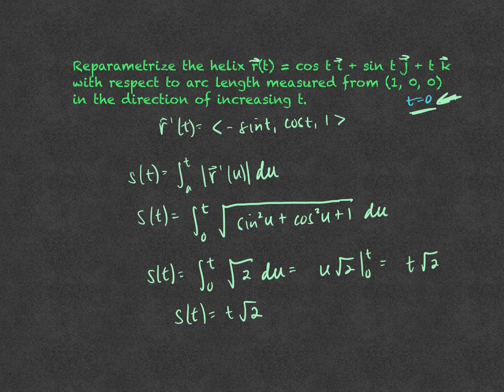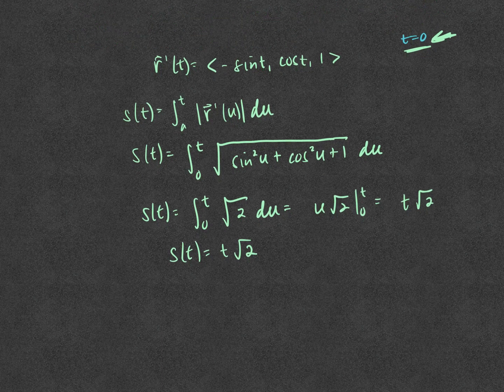The next step is, remember the first thing was to find the integral, and then we need to solve for t in terms of s. So I'm going to rewrite this here to say s equals t square root of 2. So we know that t equals s over the square root of 2. So that's the second step, to write t in terms of s. And then our last step for the reparametrization is to use our original r.